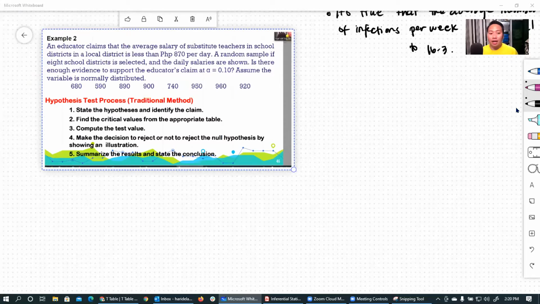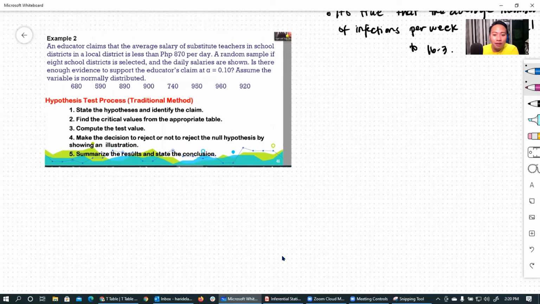All right. Since this is a t-test, we know that we are going to be using the t-table. So let's start with the null hypothesis and the alternative hypothesis. In this case, the null hypothesis is equal to 870, and the alternative hypothesis is less than 870.